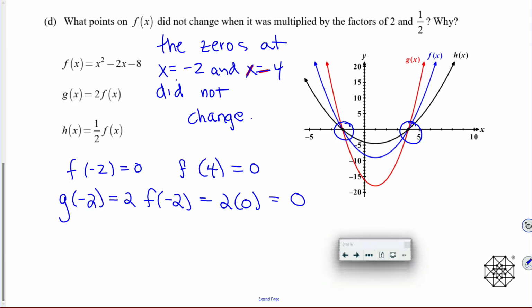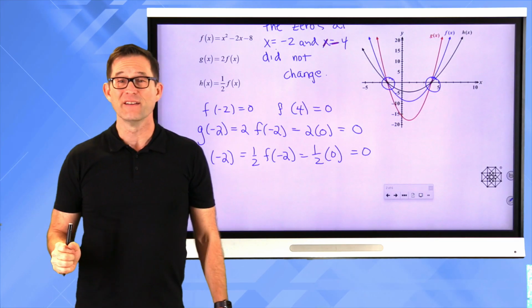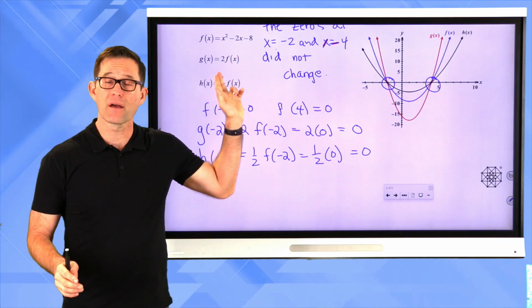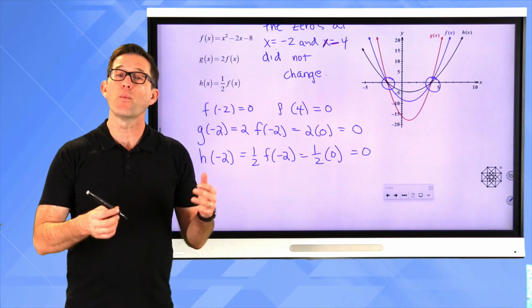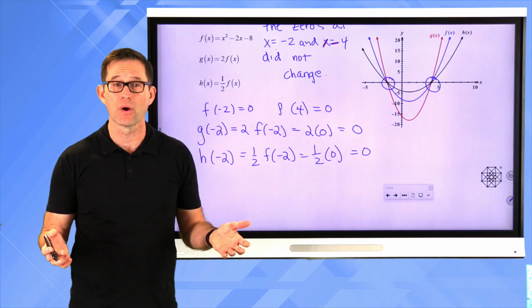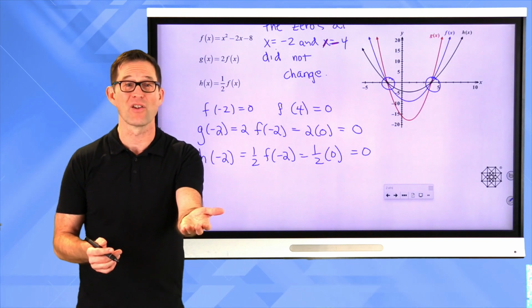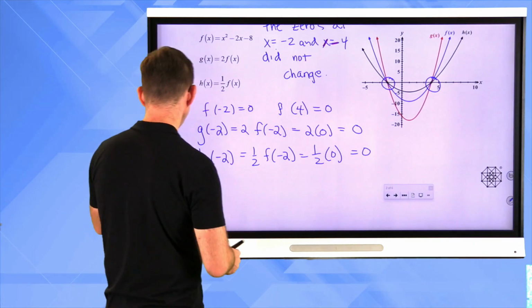Likewise, we could do it for 4, but let's not worry about that. If we think about h of -2, that's going to be 1/2 of f of -2, which is 1/2 times 0, and that's 0. So the plain fact is, when we multiply a function by a constant, all y values on that function get multiplied by that constant. But when we multiply a y value of 0 by a constant, it still stays a y value of 0. It's that zero product law again. 0 times anything is 0. I mean, it's the zero product law in a slightly different way.